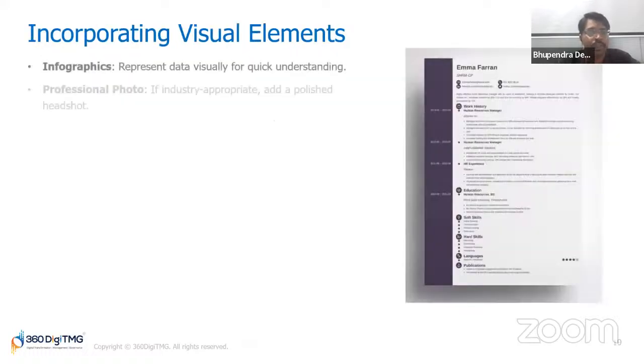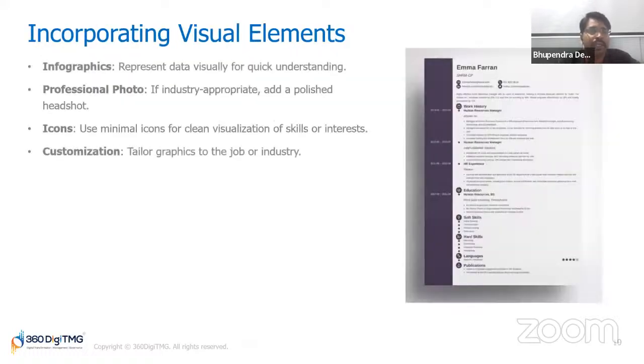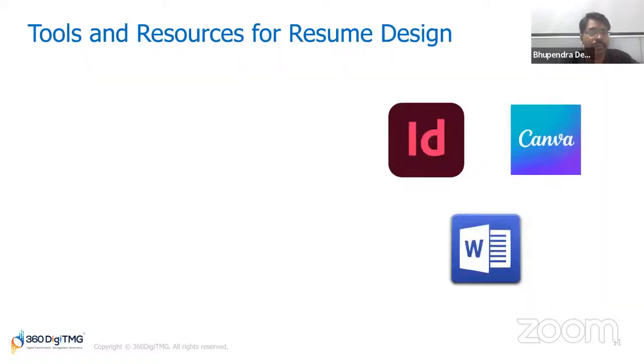Now, talking about visual elements, you can include infographics, professional photos, icons, and customizations depending on the need. If you have to represent data visually for quick understanding, you can actually use infographics. If you feel that it would really help, you can go for industry-appropriate photos. You use icons for clean visualization of skills or interests. And of course, talking about customization, you should tailor graphics to the job or industry.